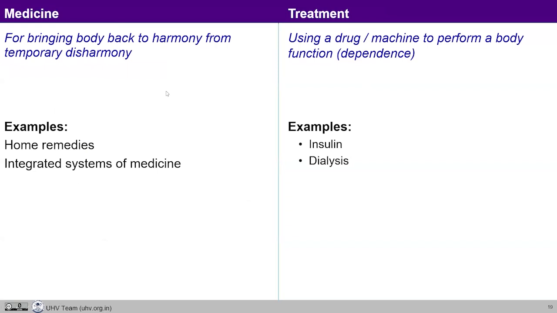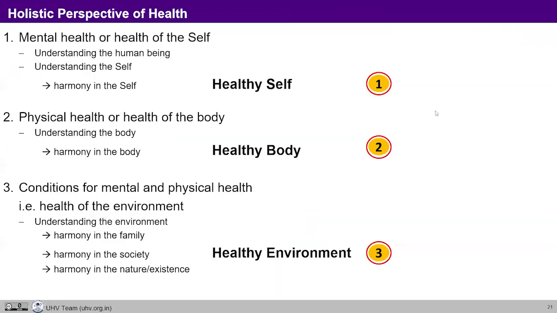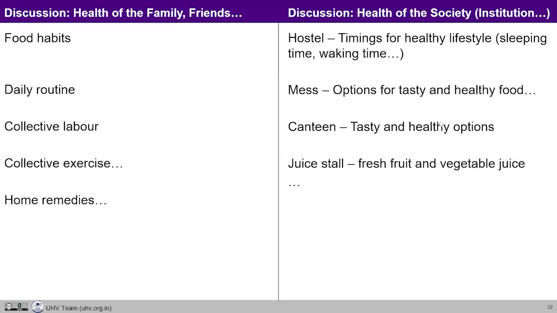Then we can talk about medicine and treatment. And then this particular slide will appear. This will also go as a poll. So now, having discussed the health of the body, we can talk about the holistic perspective of health. So we can say that we need to have a healthy self, healthy body, and healthy environment. So we talked about the healthy self, that is a self with a feeling of harmony. Then we talked about healthy body, and going further, we'll talk about healthy environment also. We'll talk about family, society, and nature resistance. So this will give a glimpse of what is going to follow.